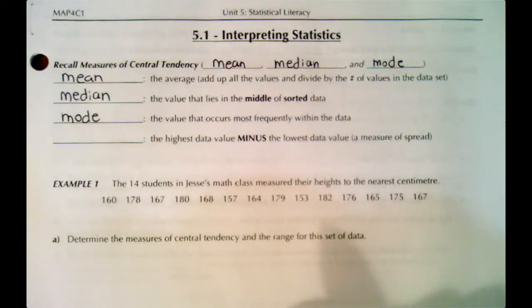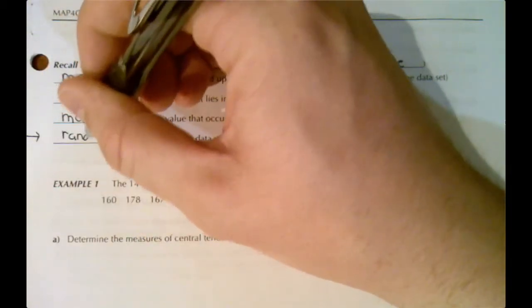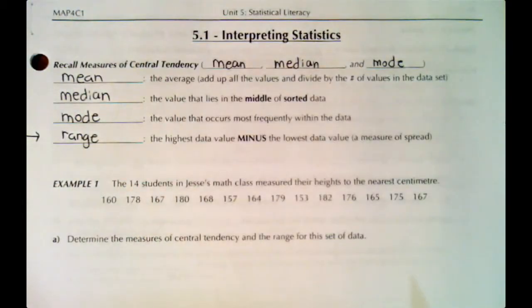There's one more measurement that we're familiar with. It's not a measure of central tendency, but it's the range. The range shows you how spread out the data is. So it's the highest minus the lowest. So let's look at an example and look at the measures of central tendency for the example, and we'll also find the range.